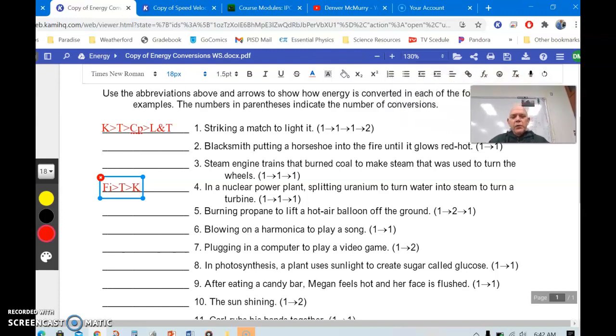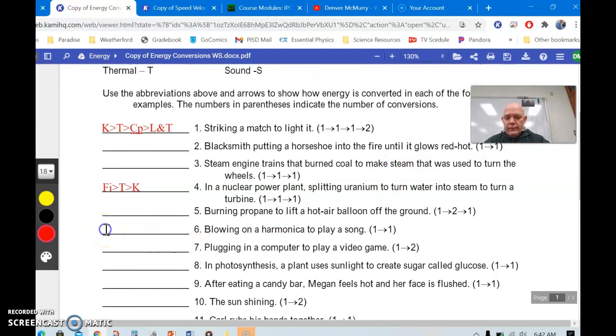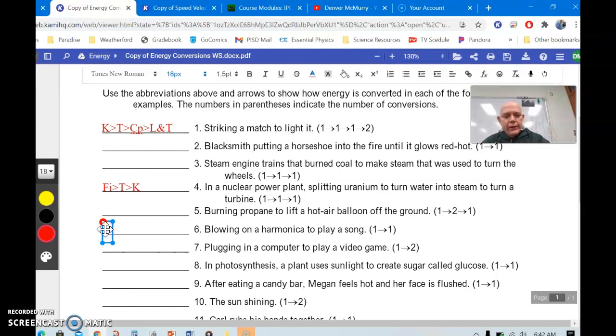Number 6 says blowing on a harmonica to play a song. So besides just being fun to do, what kind of energy transfer are we talking about? First of all, I'm blowing air in, so that would be what type of energy? That would be kinetic, because I'm forcing air movement.